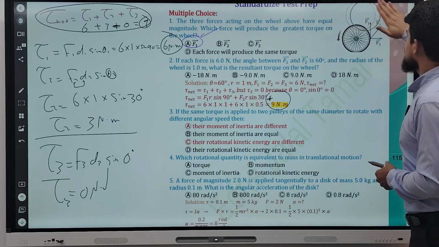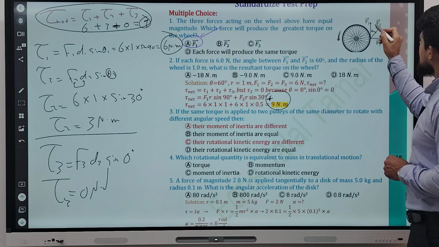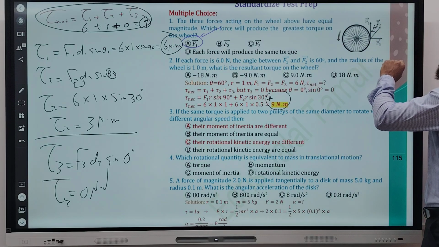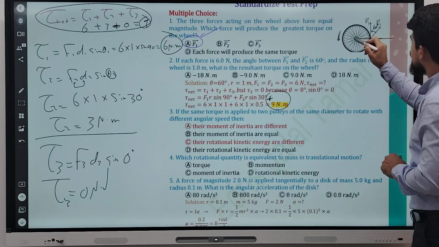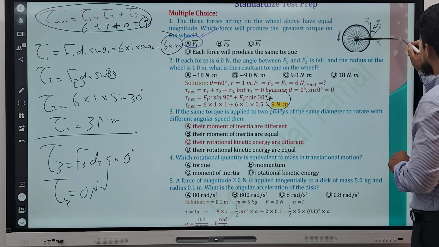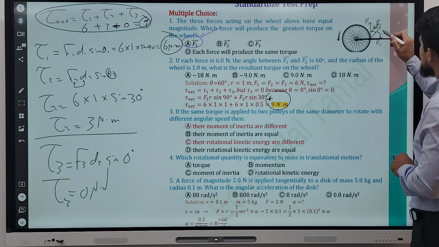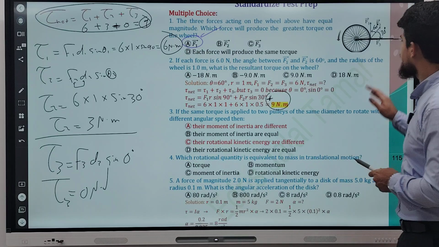Okay. About this angle, I'm going to say it again, please. This angle was given 60 degree, but actually we don't need this angle. We need the angle between force and distance from the axis of rotation. This is distance from the axis of rotation. We need this angle. If this angle is 60 degree, this angle becomes 30 degree. Okay.